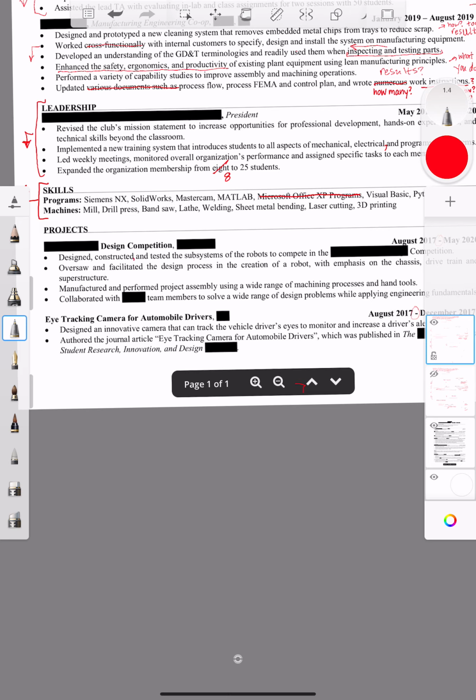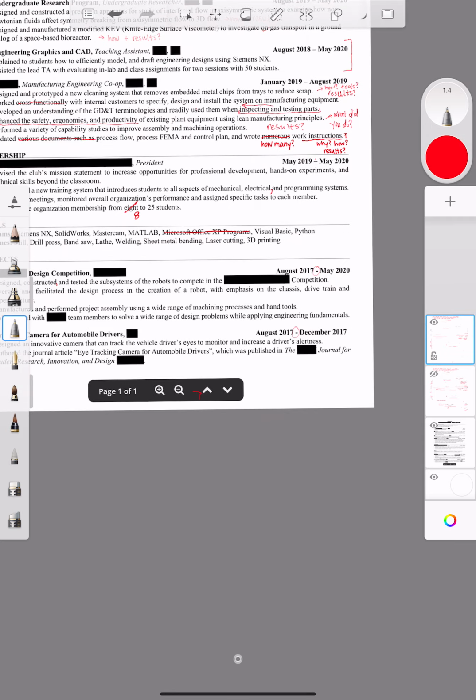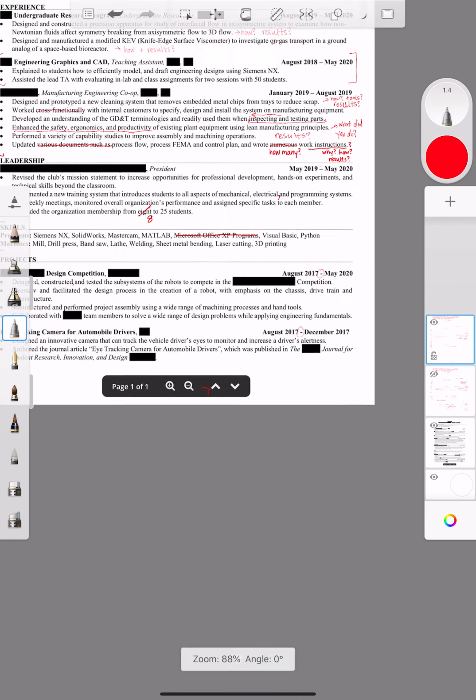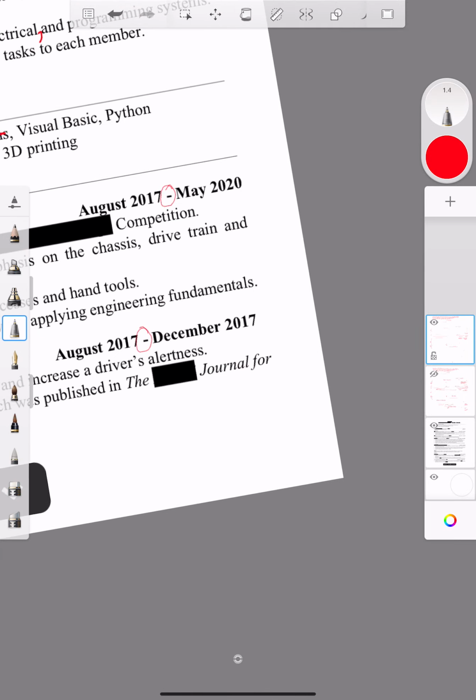"Design, constructed, and tested the subsystems of the robot to compete in the competition." Okay, generic overview, I guess. But again, you don't tell me any details. I want those juicy details. I want how you did it.